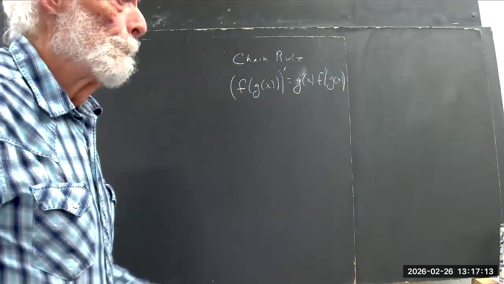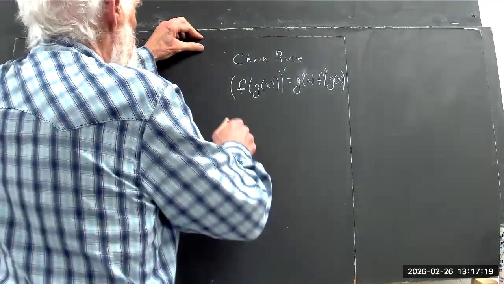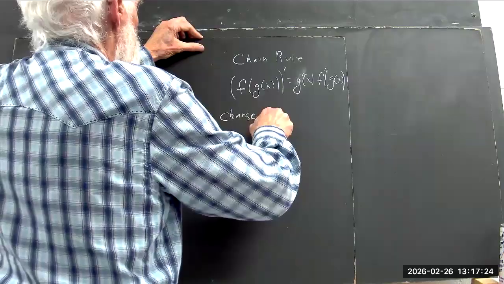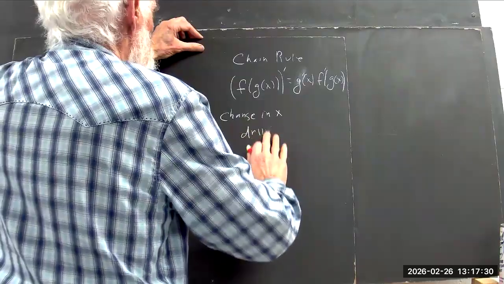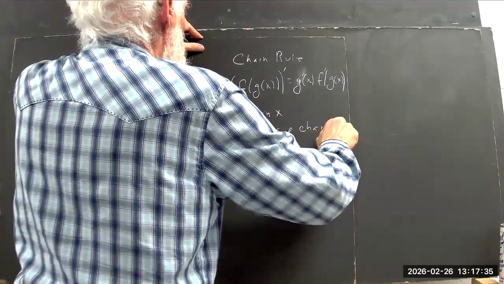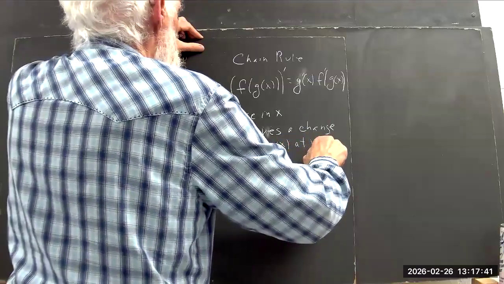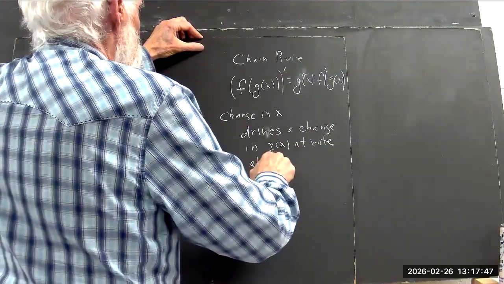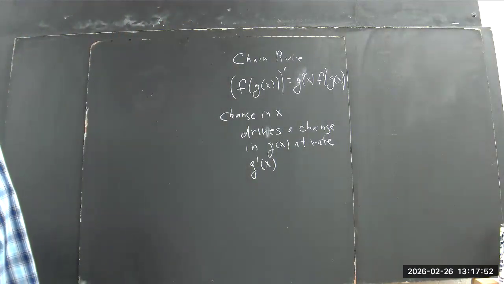But we're also going to use primes. You need to understand what this means. And what this means is a change in x drives a change in g of x at rate g prime of x. You really want to understand that statement, and you really need to ponder it.